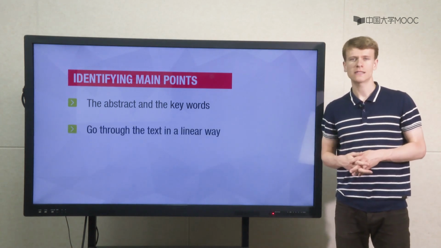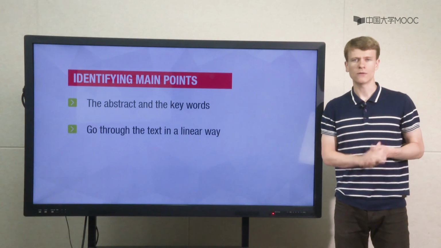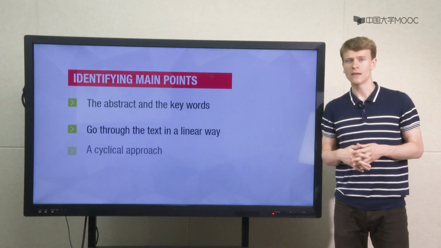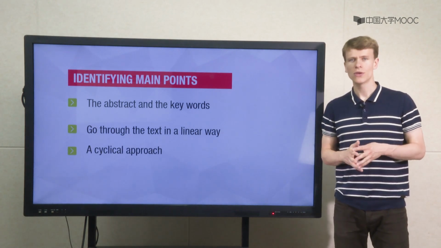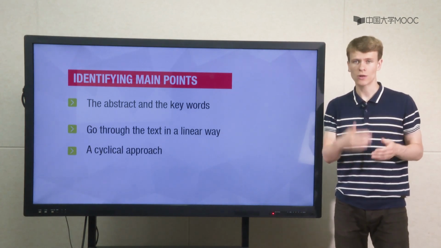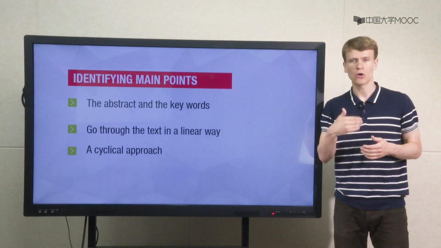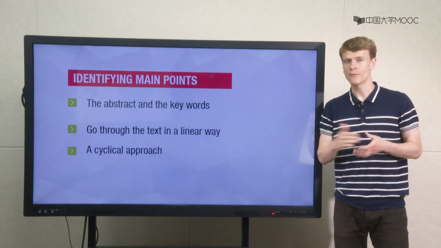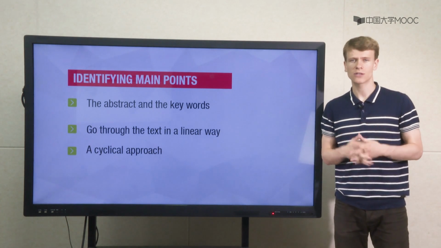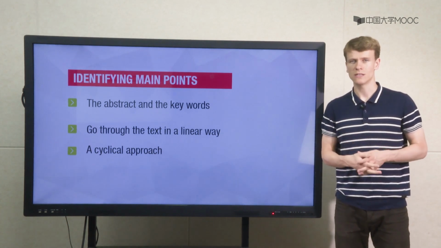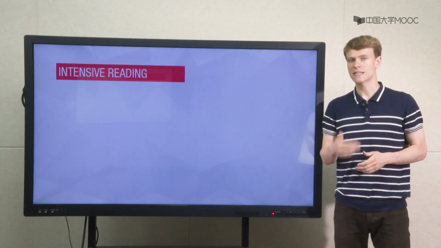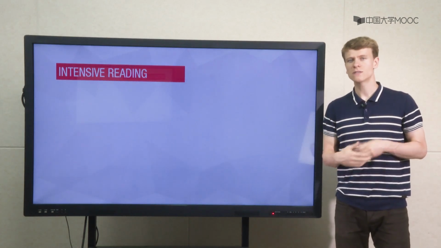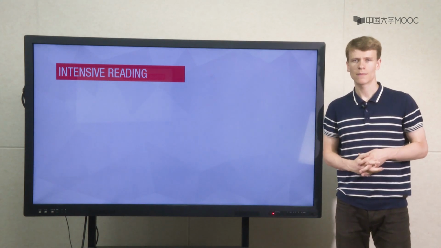After reading the abstract, you might go through the text in a linear way, but most of the time, a cyclical approach is preferred. For example, you can read the introduction and the conclusion to get a basic idea of the author's argument, and then read the research methods, results, and discussion to see how the conclusion is reached and validated. After you have skimmed and scanned the text, you need to read the text intensively.